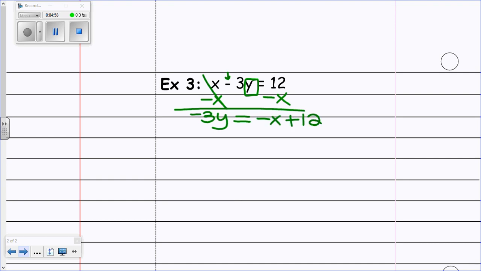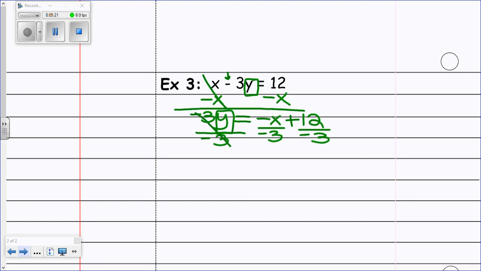plus 12. And at this time, we still don't have y by itself. So now we got to get rid of the negative 3. And we're going to get rid of the negative 3 by dividing by negative 3. And remember, we're going to divide each term by negative 3.